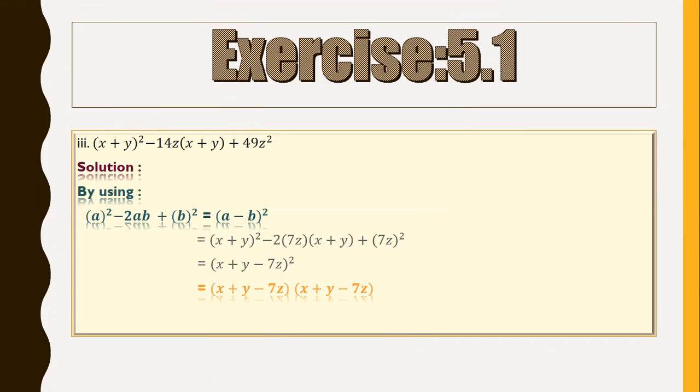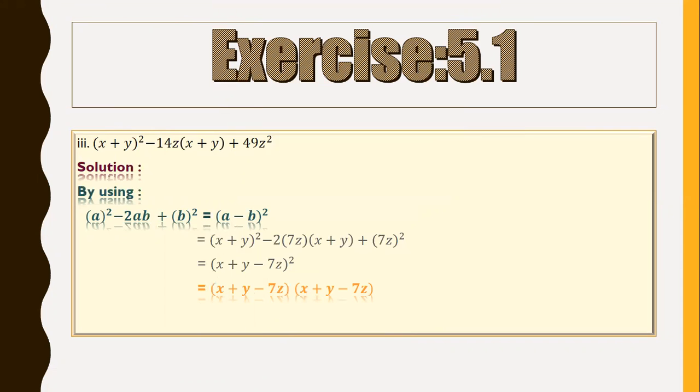It means that we will apply here (a minus b) whole square, which is equal to a square minus 2ab plus b square. As I told you, a is x plus y and b is 7z. So simply you will put the values in the formula. Instead of a, you put x plus y, and instead of b, you write 7z. (x plus y) whole square minus 2 into (x plus y) into 7z plus (7z) whole square. A square minus 2ab plus b square.